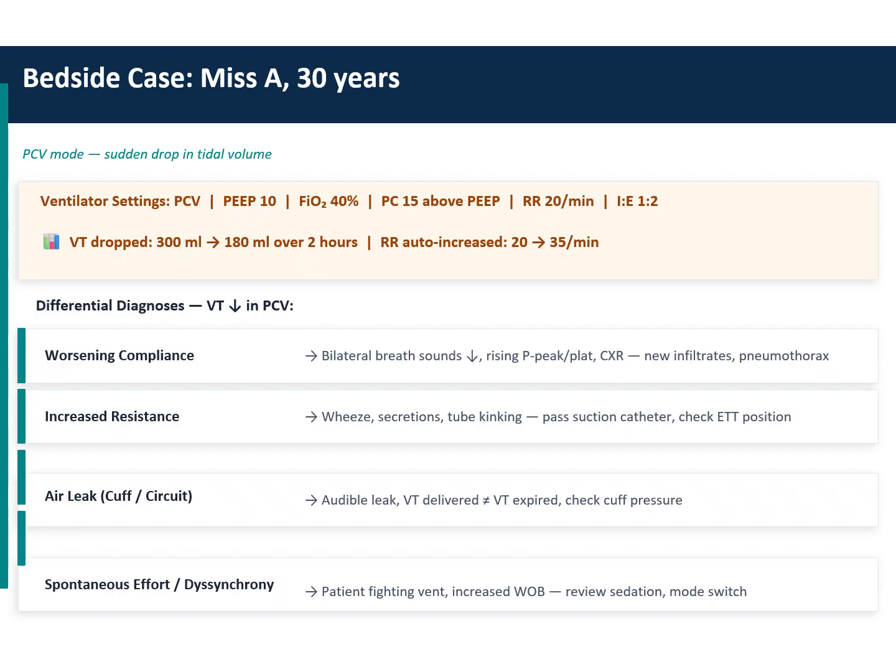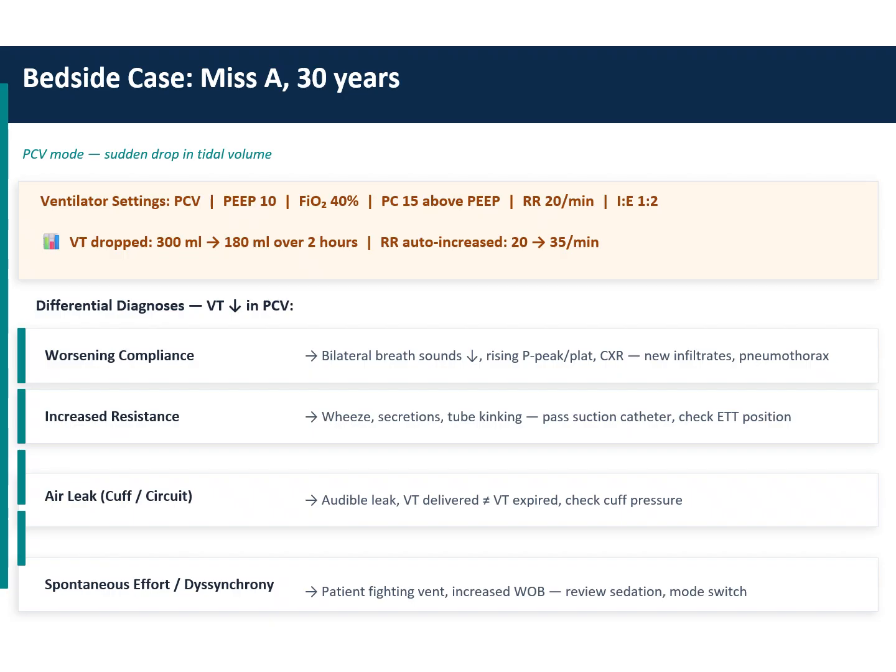The patient is put on pressure control ventilation with a pressure control of 15 above PEEP, and the ventilator was delivering 300 ml volume, and suddenly it dropped to 180 ml. So a sudden drop in the volume you are able to deliver with the same amount of pressure indicates that something has happened which has increased the intrathoracic pressure. It could be because of the airways, or something else like a worsening of ARDS, pulmonary edema, pneumothorax, or collapse.